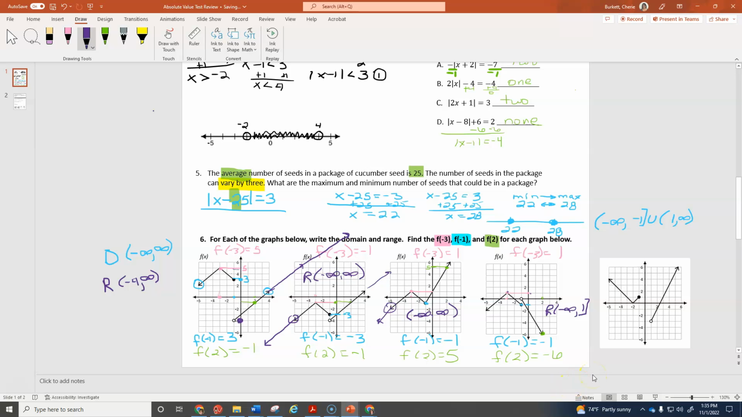Let's go ahead and do the range of this one. If we're moving from the bottom up, there it starts right there. That's the first time we see a y value, and that y value is at -3. It is an open circle. We have y values here. We have y values here. So it looks like they're both going up to positive infinity. So the range is going to continue on to positive infinity, but it started at -3.